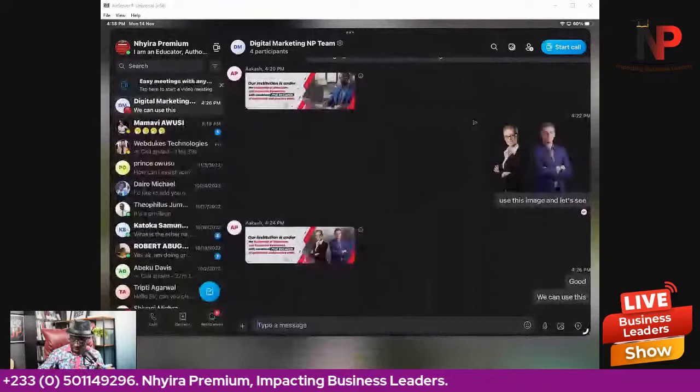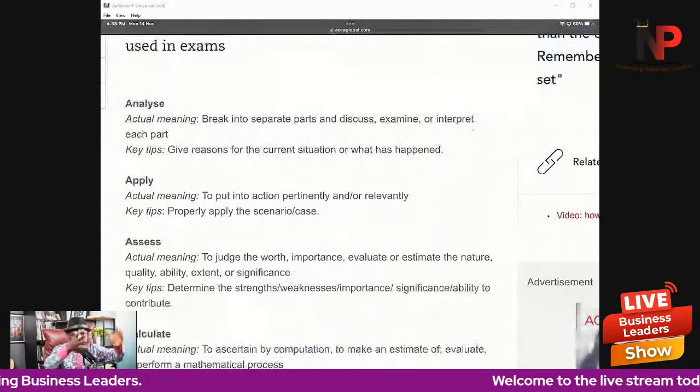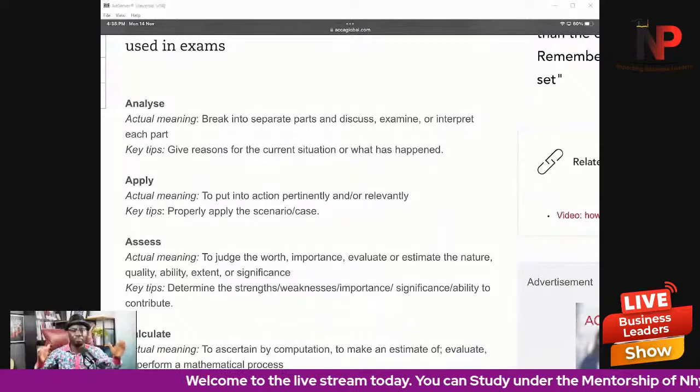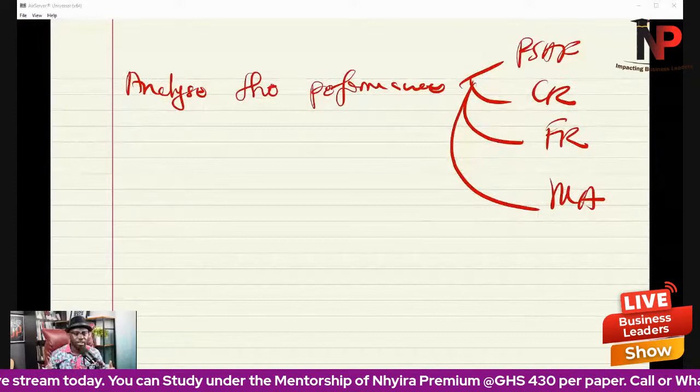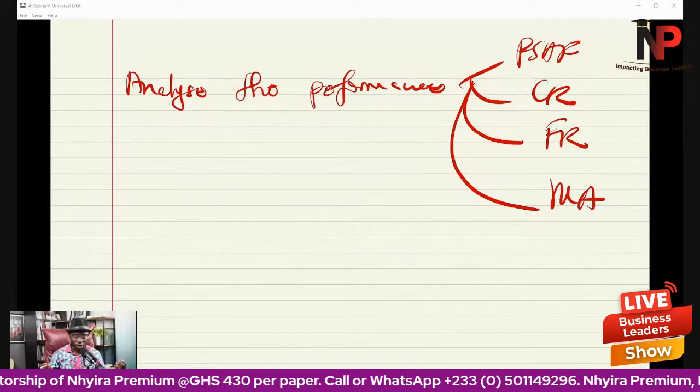analyze, what is he saying? It means we have to break it down into the separate parts, discuss, examine, or interpret each part. So that is why, if you remember in ratios, if the examiner says analyze the financial performance and position of the company, as you know already, we are going to be analyzing the financial performance.